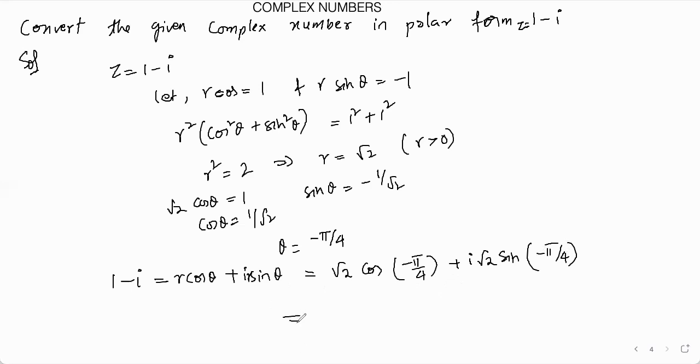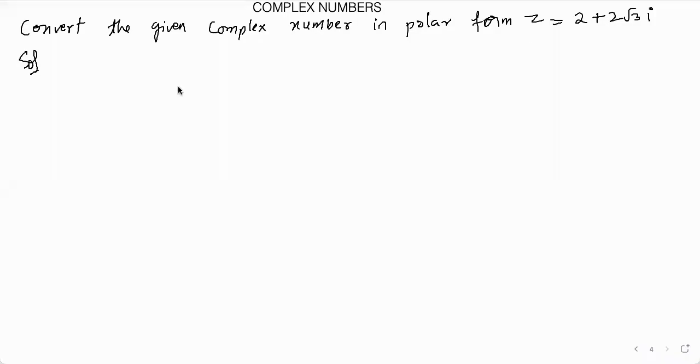Further we can write this as root 2 as common. So this will be cos of minus pi by 4 plus i sine minus pi by 4. So this will be the required polar form. So let us solve this.